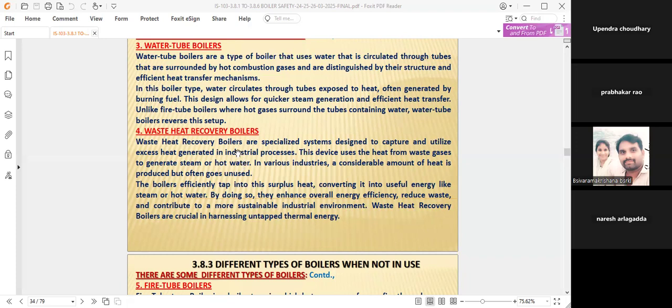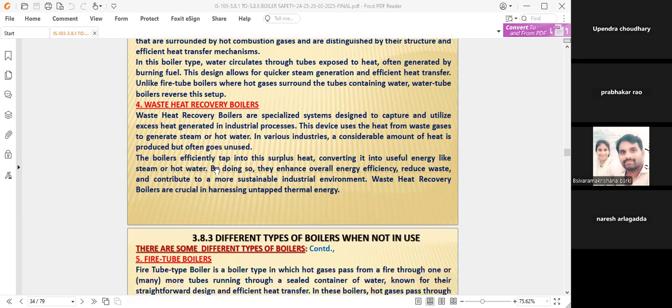That means wherever the gases are released, without going to the atmosphere, that heat is used. That means you are burning some dust or some waste in the boiler, thereby getting the heat. That heat is used in the boiler, therefore water is heated and produces steam or hot water. That's the intention of this waste heat recovery. That means the heat released by burning of the waste should be utilized for heating the water inside. Therefore, heat recovery is there for the burning of waste. That's the important point.